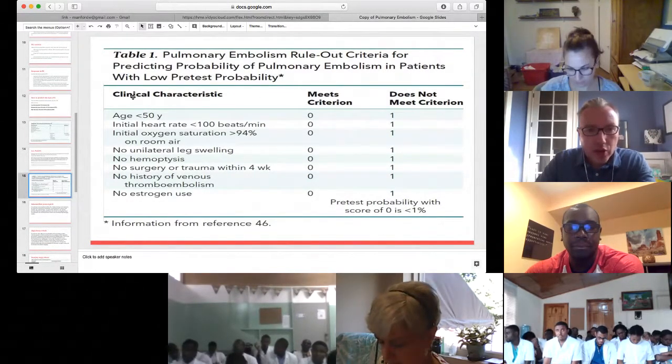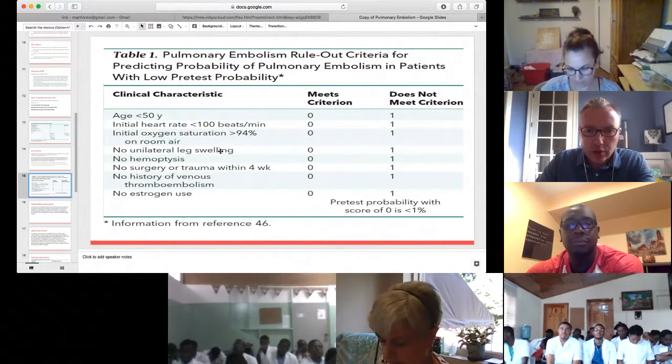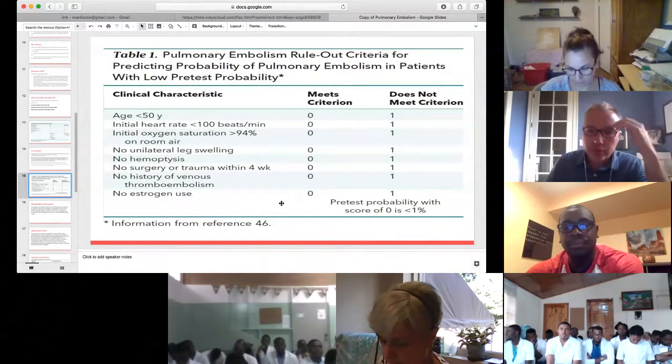So, the categories are age less than 50, heart rate less than 100, oxygen saturation greater than 94% on room air, no unilateral leg swelling, no hemoptysis, no recent surgery within the last month, and no history of past venous thromboembolism or no estrogen use.